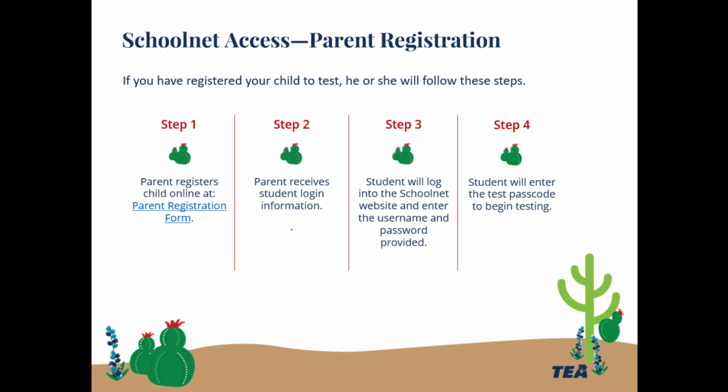Schoolnet Access Parent Registration. If you have registered your child to test, he or she will follow these steps. Step 1. Parent registers child online using the parent registration form. Step 2. Parent receives student login information. Step 3. Student will log into the Schoolnet website and enter the username and password provided. And Step 4. Student will enter the test passcode to begin testing.